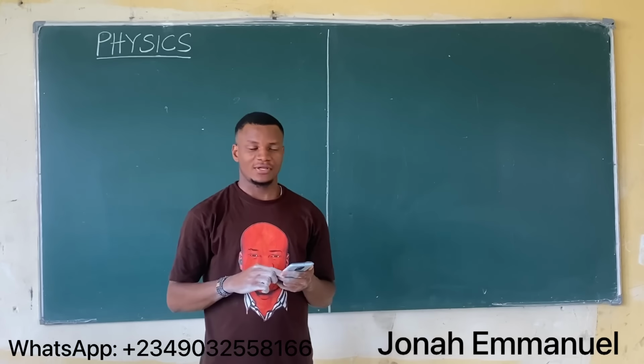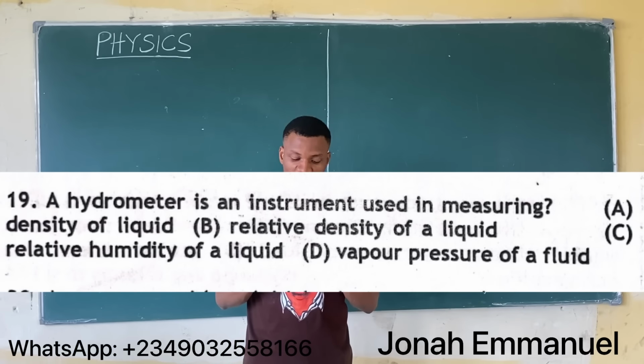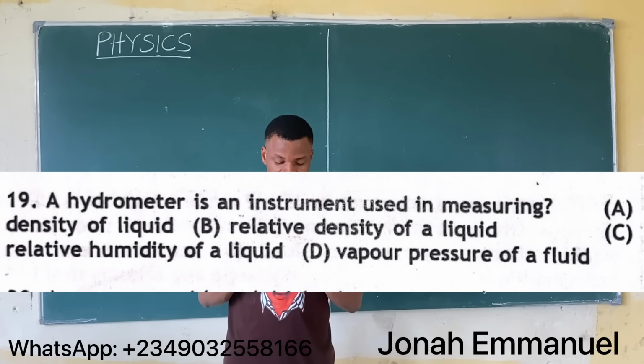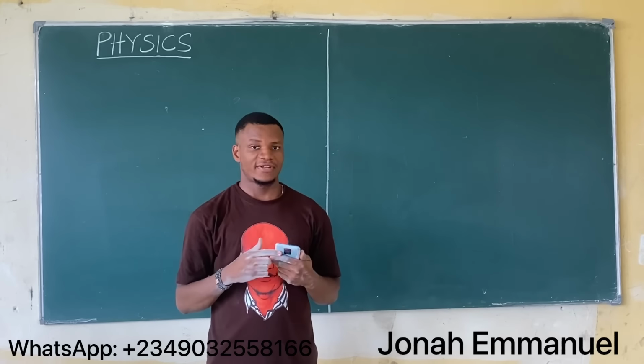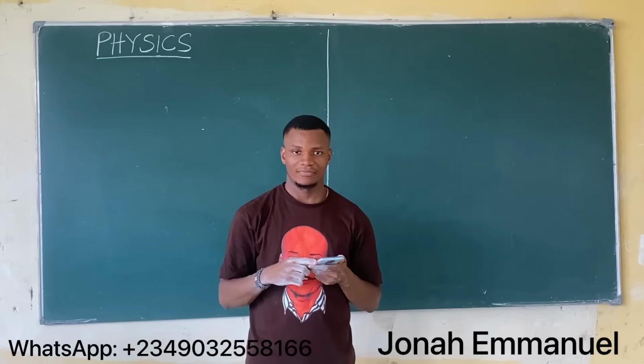Alright, so this question says, a hygrometer is an instrument used in measuring, the answer is what? Relative density of a liquid, and that's option B.